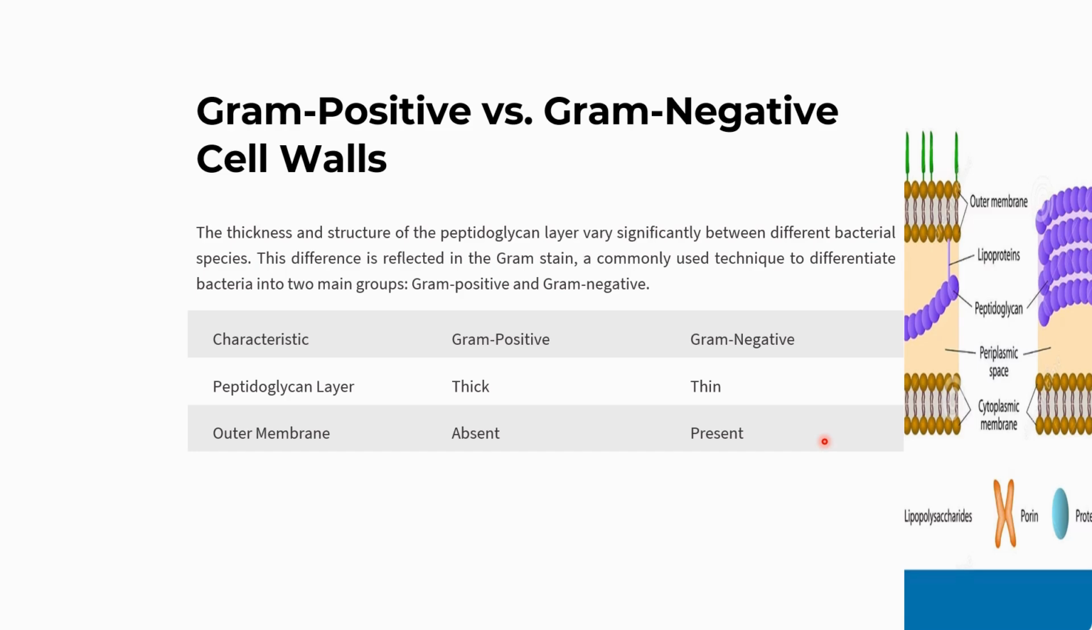If you talk about gram-negative bacteria, then the peptidoglycan layer is thin in nature, as you can see in this figure, and it is a single layer. Instead, they have an outer membrane. An additional outer membrane surrounds the peptidoglycan layer. This membrane contains lipopolysaccharides that contribute to the bacterium's pathogenicity and can trigger strong immune responses in the host. An example of gram-negative bacteria is E. coli.